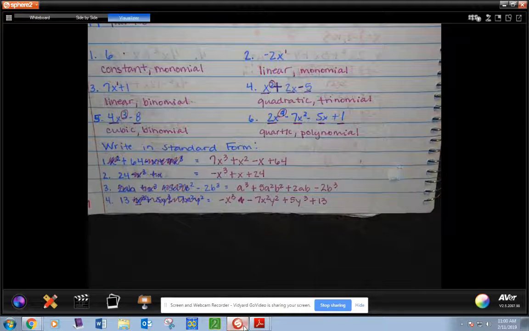Okay, on your worksheet, you're going to be doing both of these, and then you're going to be just combining like terms, stuff you've already learned how to do, and then putting it in standard form. If you have any questions, let me know.